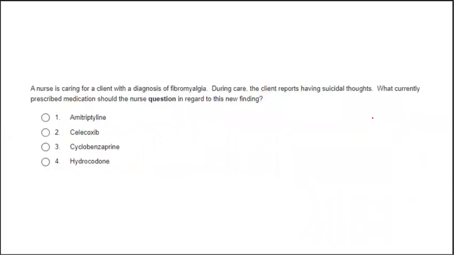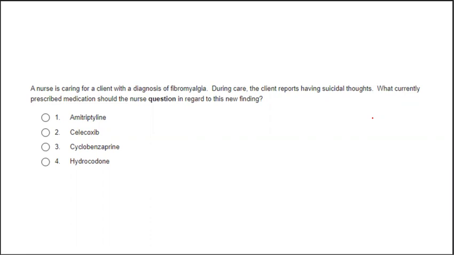Let's quickly rush through some NCLEX style questions just to recap all of what we've done. A nurse is caring for a client with a diagnosis of fibromyalgia. So this would be a condition where you have widespread muscle pain and tenderness. Okay, so during care, the client reports having suicidal thoughts. What currently prescribed medication should the nurse question in regard to this new finding?